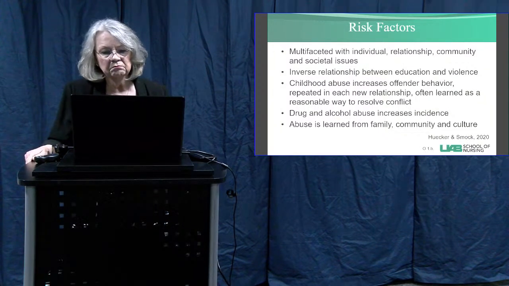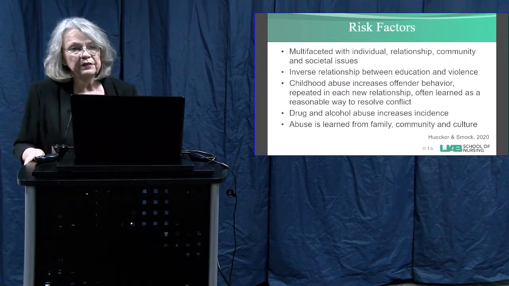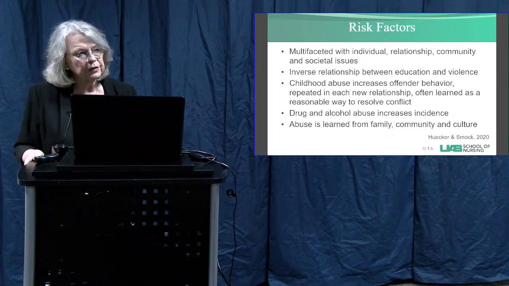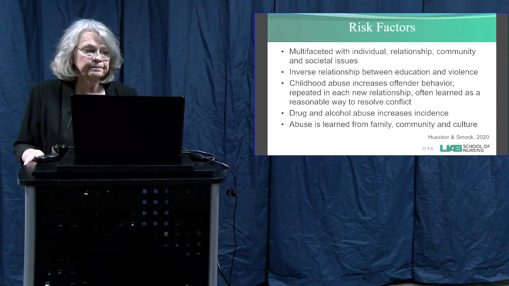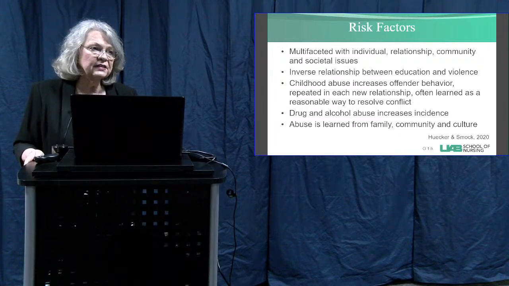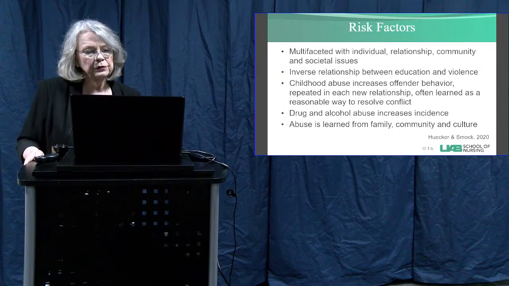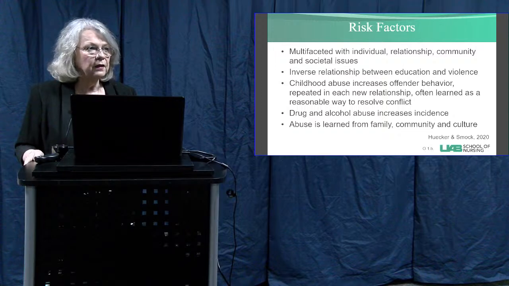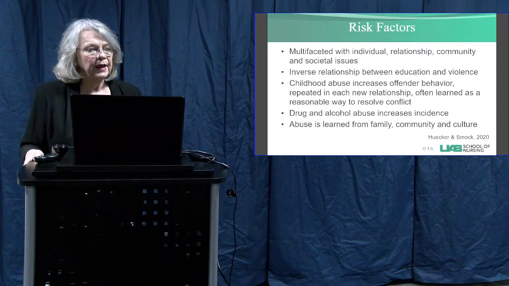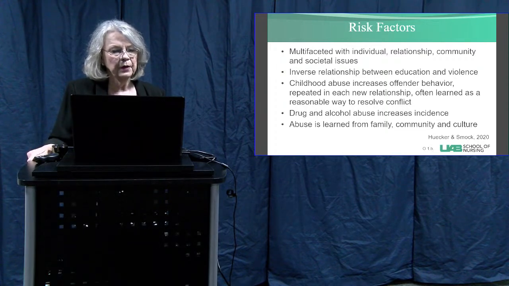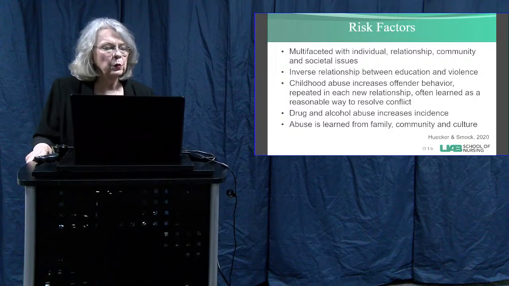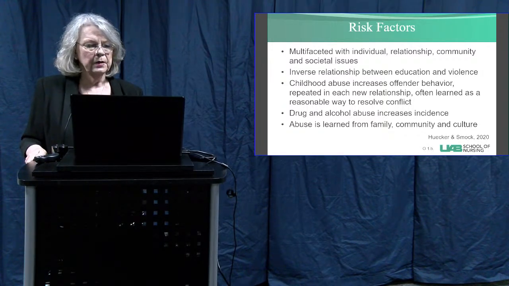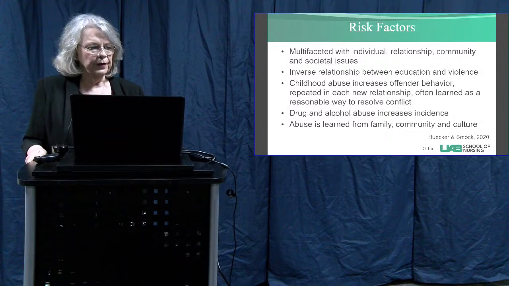So what are the risk factors? Let's see what the literature says. It says it's multifaceted. It says there's an inverse relationship between education and violence. The more education one has, the less violent they are. Childhood abuse increases offender behavior. So a person who has experienced childhood abuse may copy the same methods in the family, and then they repeat it with every new relationship. It's often learned as a reasonable way to resolve conflict with those you care about. Of course, drug and alcohol abuse increases, but remember, abuse is learned from family, community, and culture.